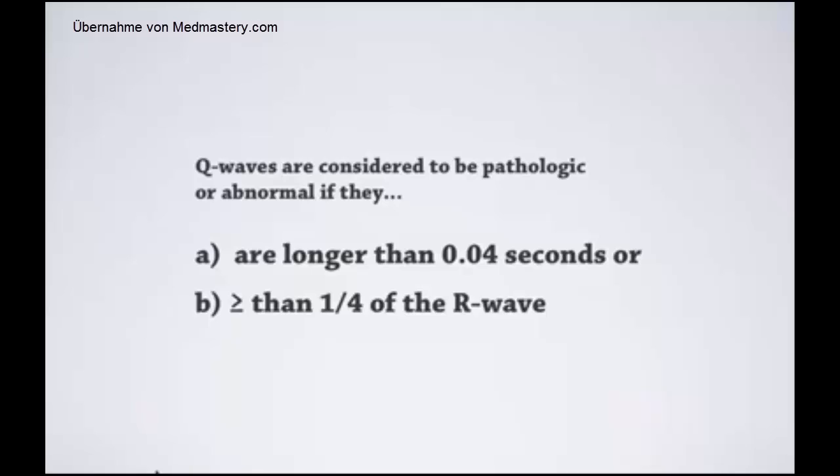Just one more thing. Q waves are considered to be pathologic or abnormal if they're longer than 0.04 seconds or if they're equal to or larger than 1/4 the size of the R wave. You can use these criteria if you're not sure what to do with a Q wave. But don't be too strict. There are some Q waves that don't fulfill these criteria but are abnormal nonetheless.